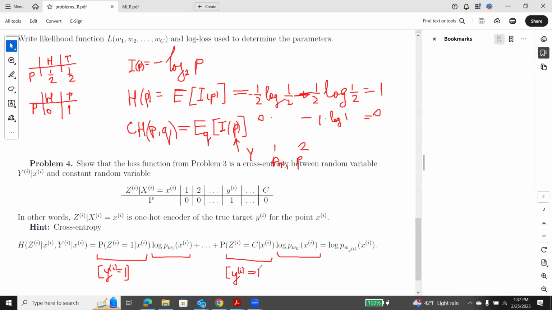Oh, equals C, so sorry. So just by observation, you can say that the cross entropy between target Y and true labels Z is the same as the loss function that you derived in the previous problem. Does it make sense?